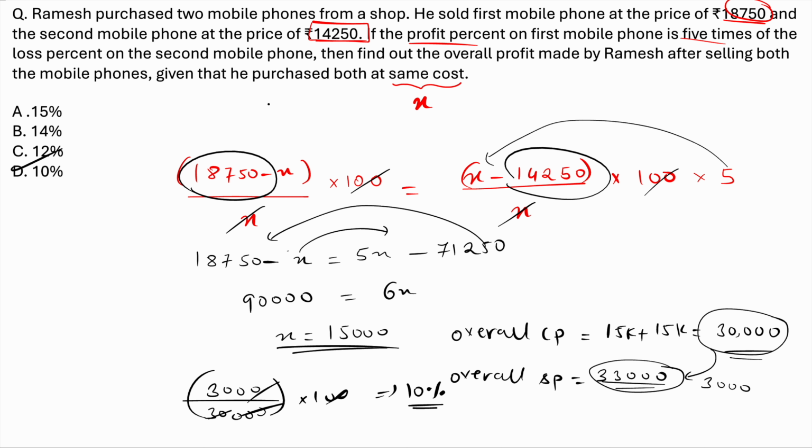Okay. So slightly complicated looking question, but it's a very straightforward question once you realize that most of these things get cancelled out. So X gets cancelled and 100 also gets cancelled. The final answer is option D, 10%.